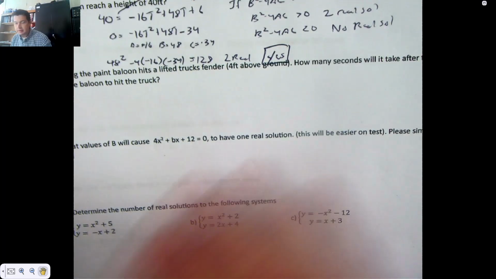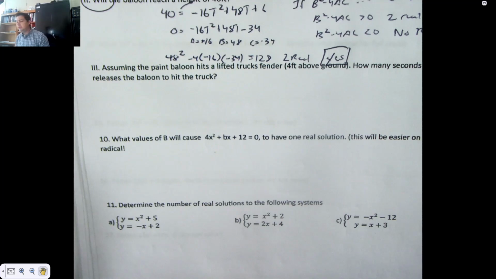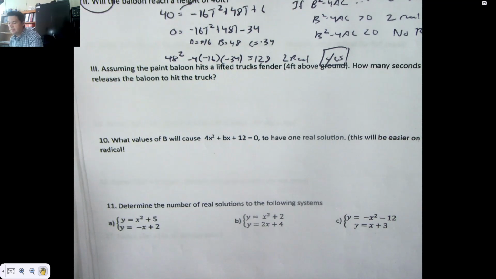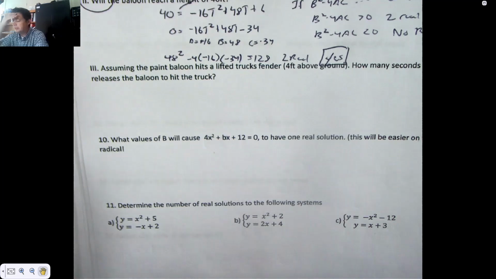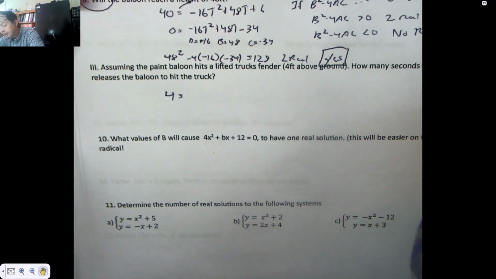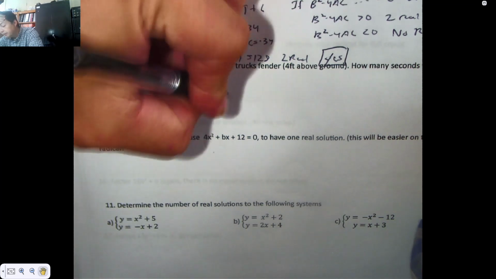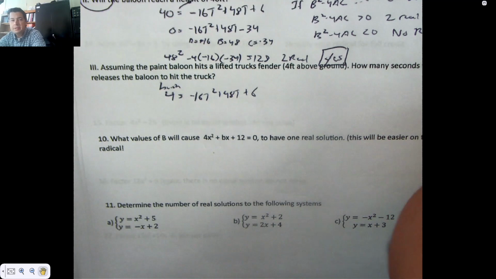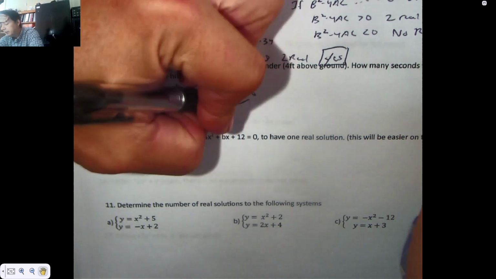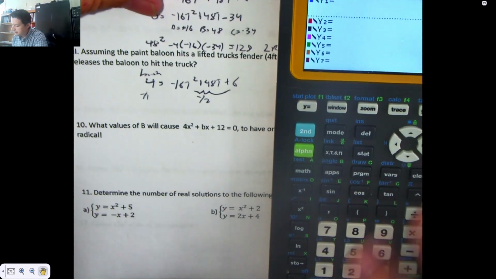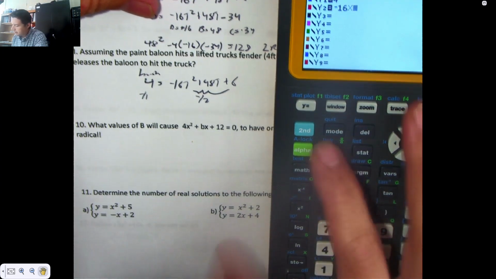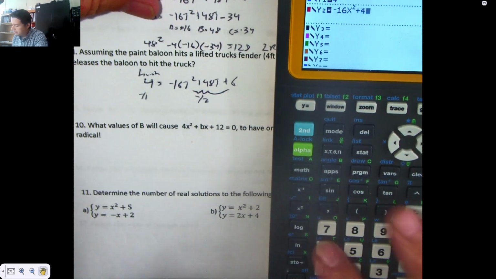Assuming the paint balloon hits a lifted truck's fender, it's about 4 feet off the ground. Doesn't say where on the fender. Probably should be 6. How many seconds will it take after the vandal releases the balloon to hit the truck? So we can say 4 equals, because the height is 4, negative 16t squared plus 48t plus 6. I'm going to do this the easiest way possible. I'm going to do y1 and y2. I don't feel like messing with the quadratic formula. I ain't got time for her. Not this morning. I got places to be.